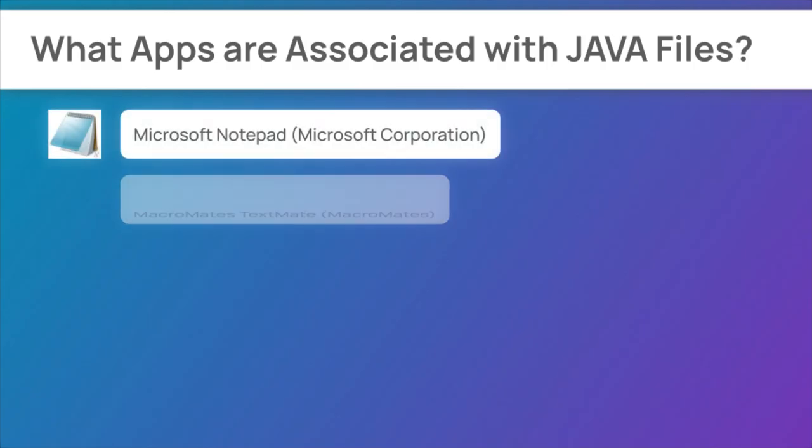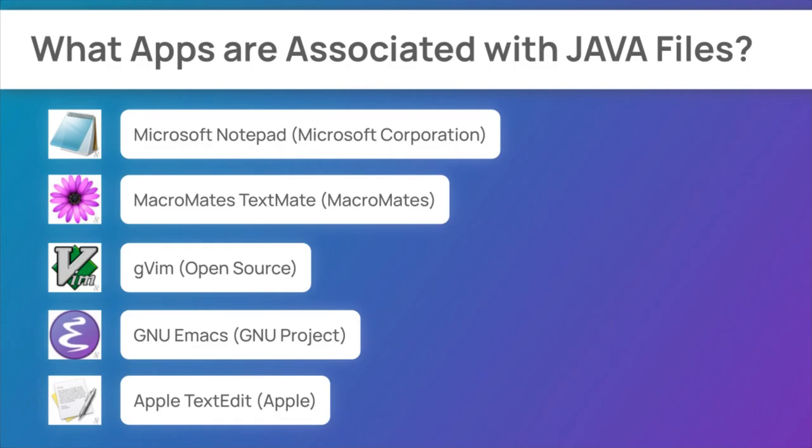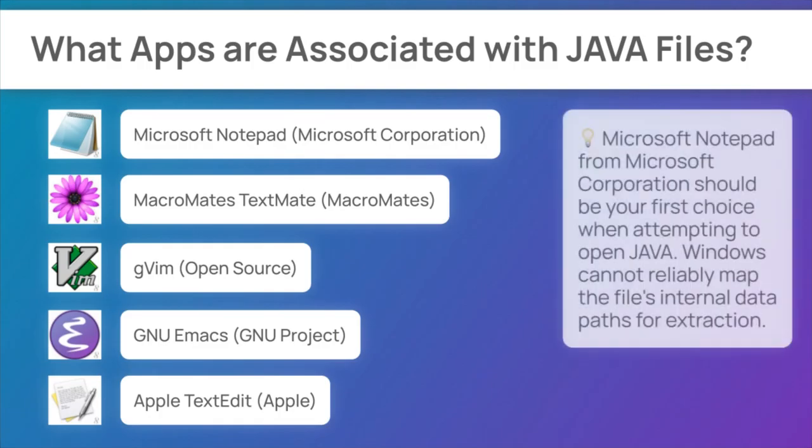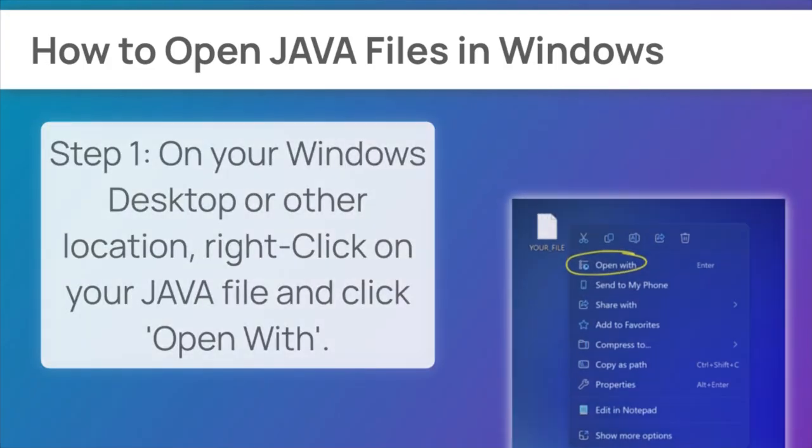Windows often defaults to associating JAVA with the Microsoft Notepad solution from Microsoft Corporation. Windows cannot reliably map the file's internal data paths for extraction. Windows exposes the file's code but relies on specialized tools for actual interpretation. We're going to use the list of installed programs to find the match.